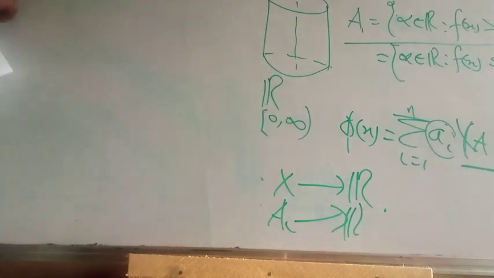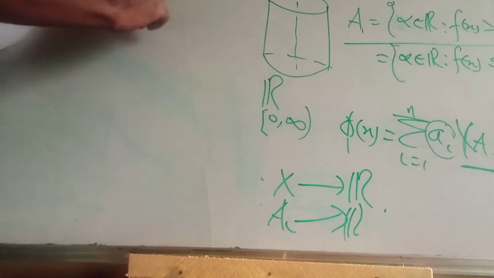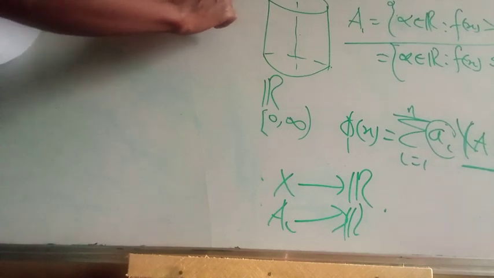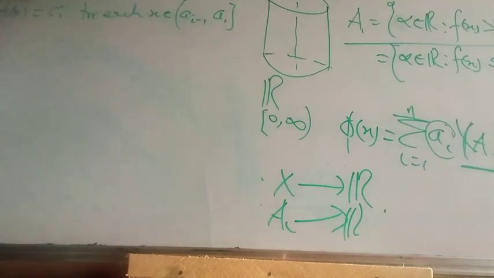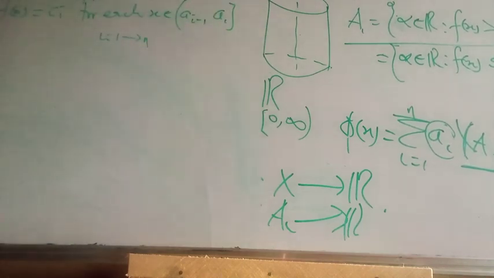So f of x is equal to ci for each x in the sub interval ai minus 1, ai. That's the interesting thing about a step function. It's a set of constants, ci, where i is moving from 1 to n, and it is defined, it's definite. Okay, so this is what a step function is.